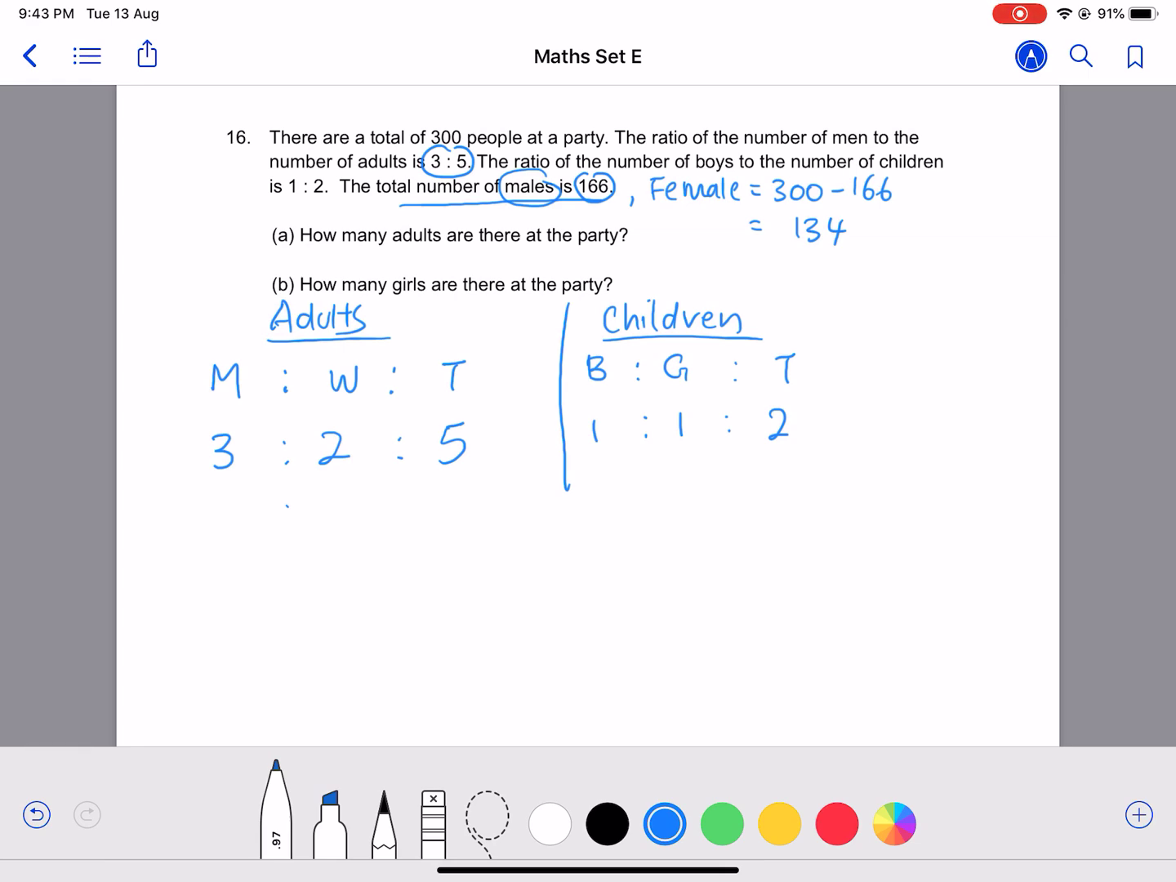Now there's a few ways to do it, but I'm trying to make use of something that we have learned before, units and parts. So they asked how many adults are there in the party. Now let's take a look first. We have got here and here. And these are 2 total units that gives a total of 300. So I write that down first. 5 units of adults plus 2 units of children in total gives you 300.